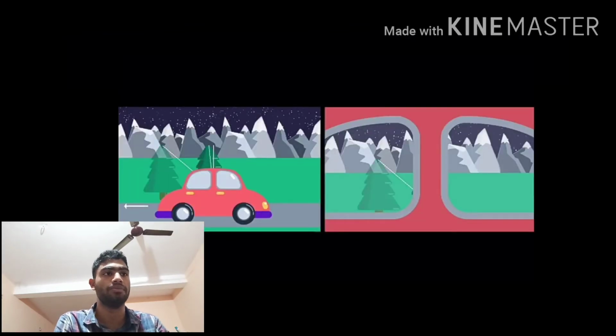So when you travel from one point to another point, you will find that the position of the near object changes with respect to the far object.